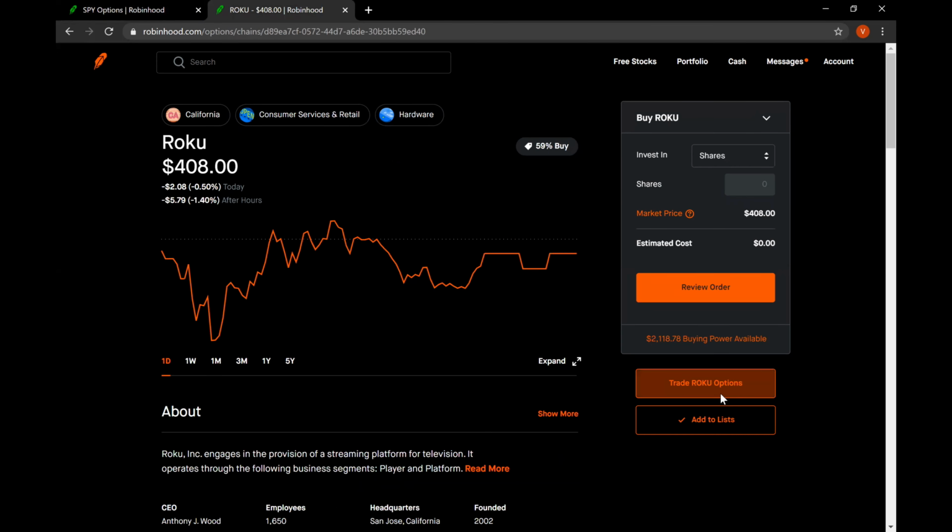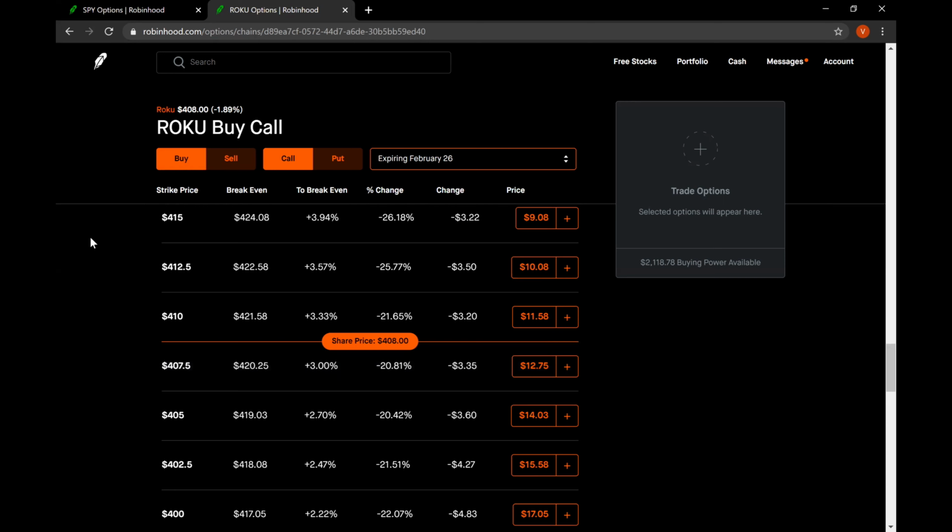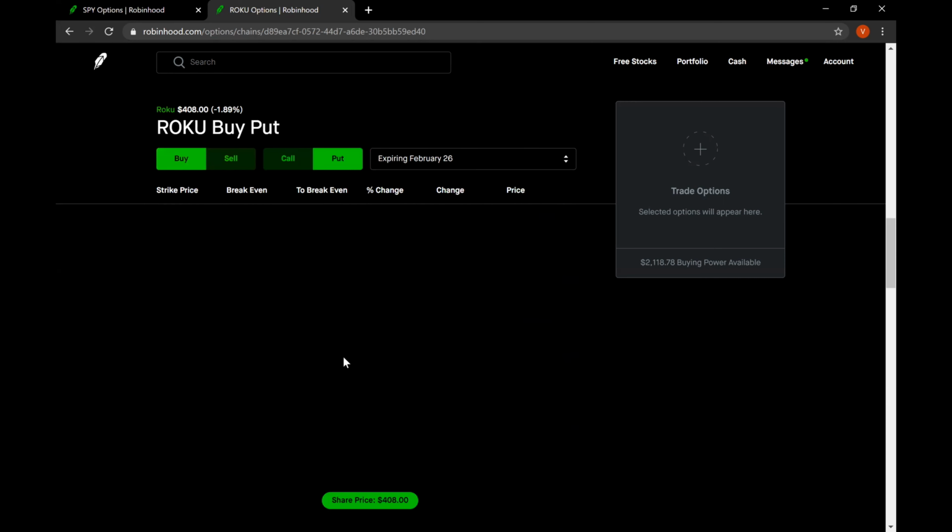So let's say we're looking at a call option. For a call option, anything in the money is considered below the share price, and then anything out of the money is considered above the share price. And then for a put option, anything in the money is considered above the share price, and then anything out of the money is considered below the share price.